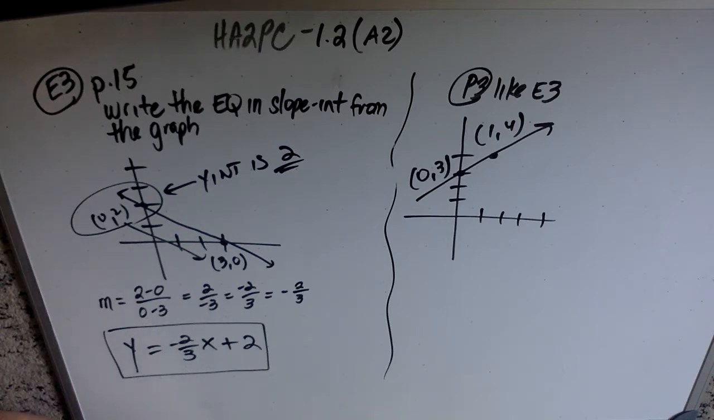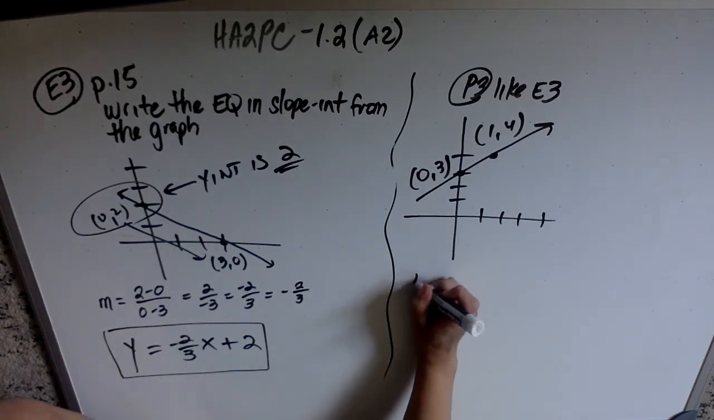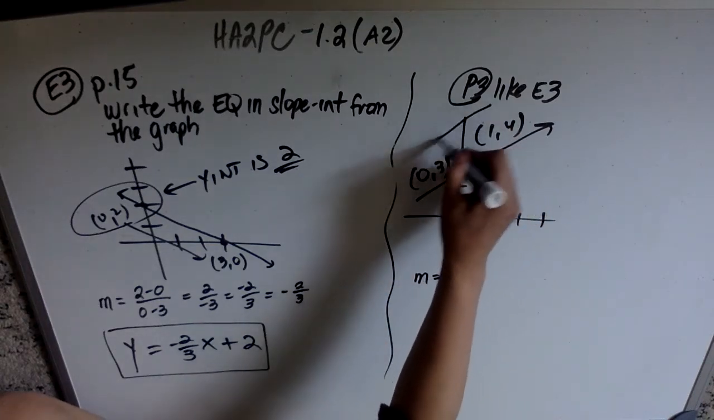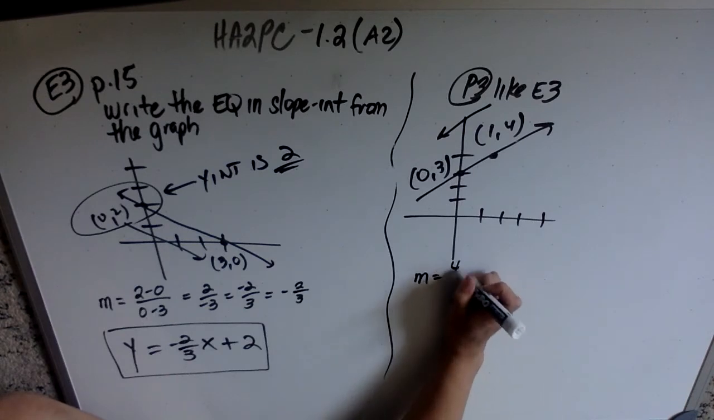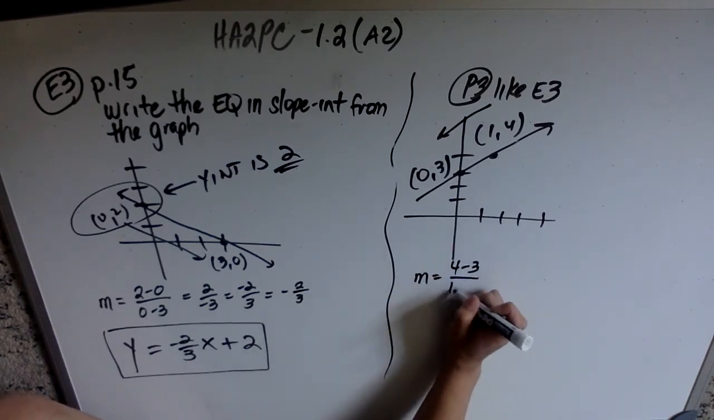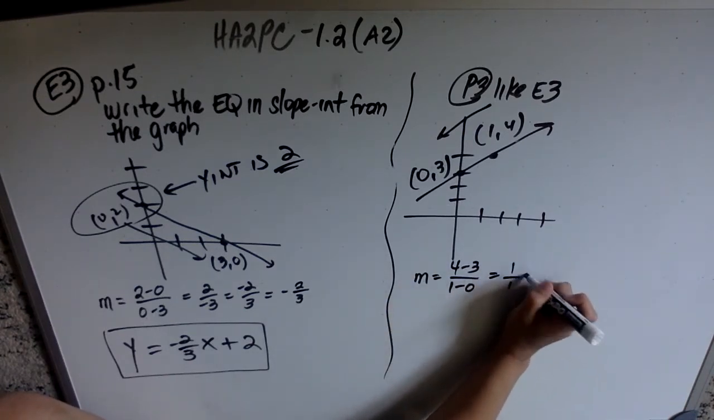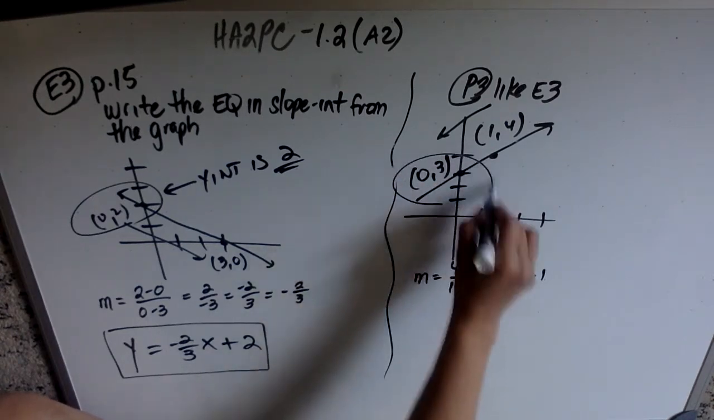If you don't want to see me do it first, you should pause me now and try P3. So in P3, we're given the point (0, 3), which is the y-intercept, and (1, 4). Cool. So first thing I'm going to do is find my slope. Since I like my y's to come out positive, I'm going to subtract 4 minus 3. So 4 minus 3 over 1 minus 0 means I get 1 over 1, so my slope is 1. And I'm already given the y-intercept.